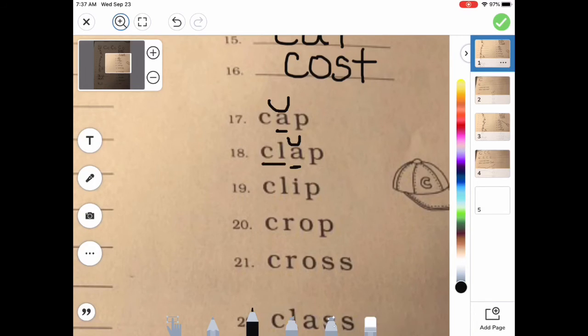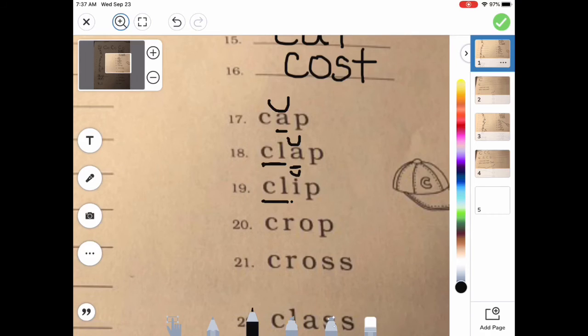And look, I've got this CL that I can say together, so I can say cool, ap, clap. So far I have cap and clap. Our next one, number 19, what's our vowel? That's right, it's the I. It's got the P, which we just said is a consonant, behind it, so I know it's going to be short. I've got that CL again, so cool, ip, clip. So I have cap, clap, and clip.